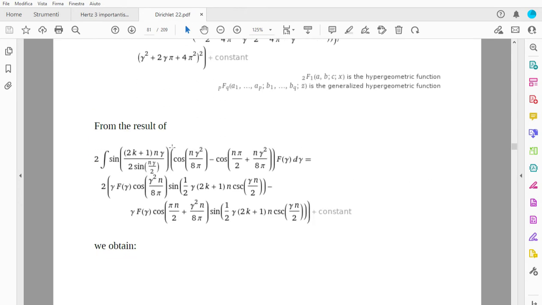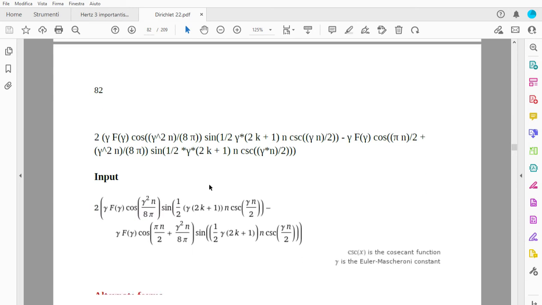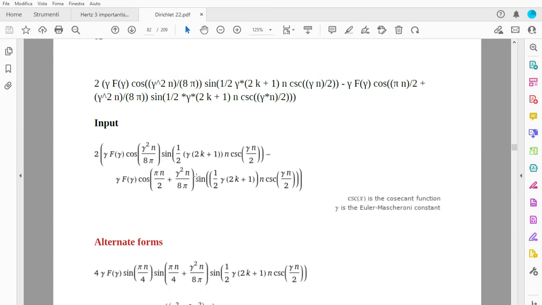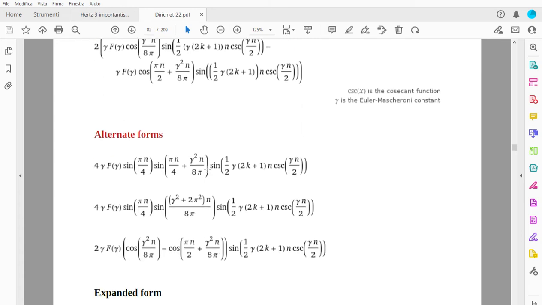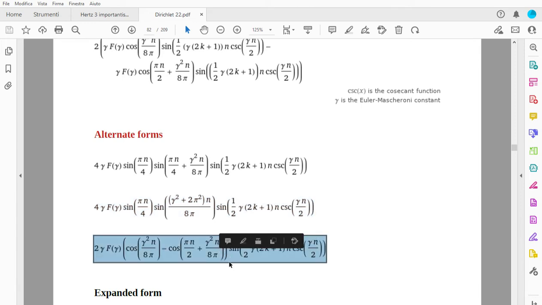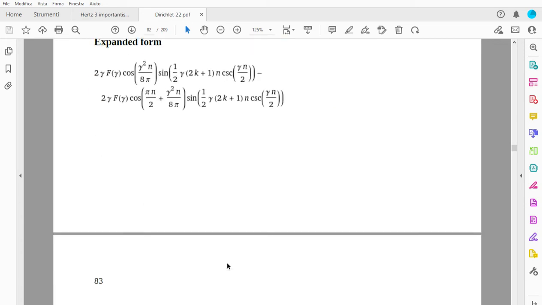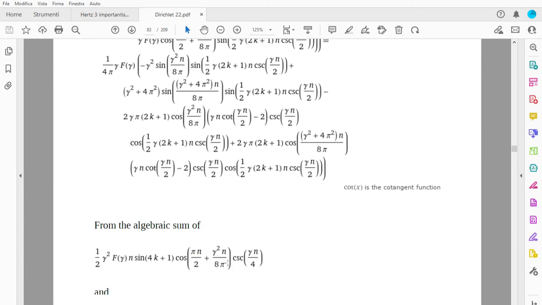Now, from the result of this expression, we obtain this alternate form, and the study of the function.